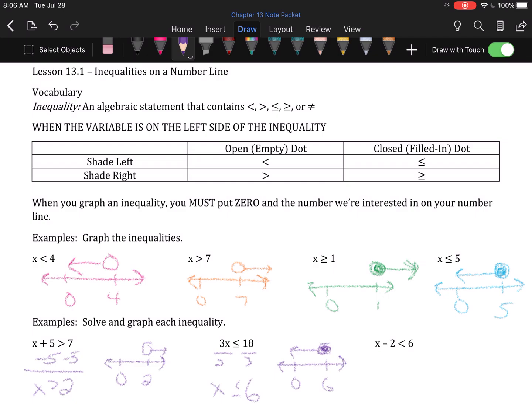And last example here, I have x minus 2 is less than 6. When I see subtraction, I'm going to add to solve. So we're going to add 2 to each side. x is less than 8 is the solution. And to graph that now, we put 0 and 8 on the number line. Circle above the 8, we leave the circle empty because this is a less than inequality. It does not have the or equal to. And less thans get arrows to the left.